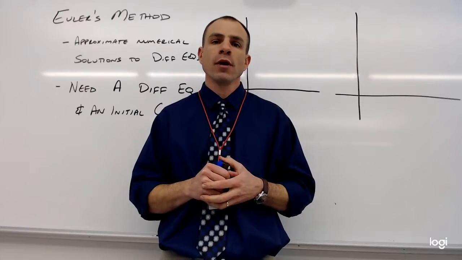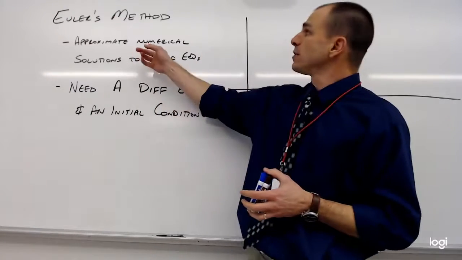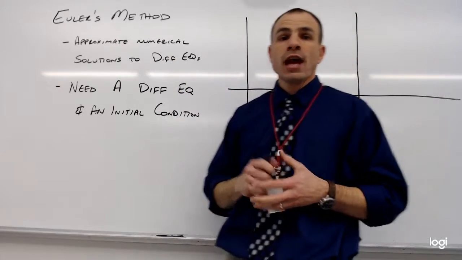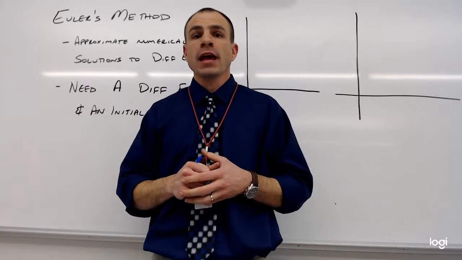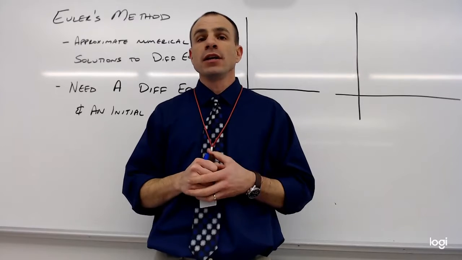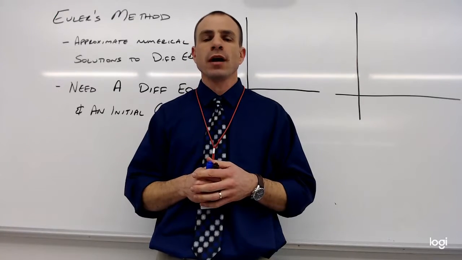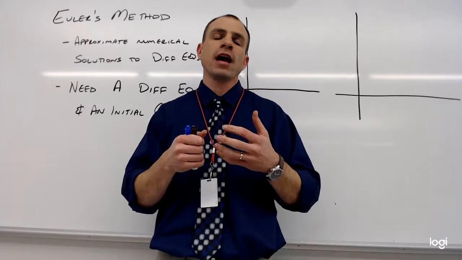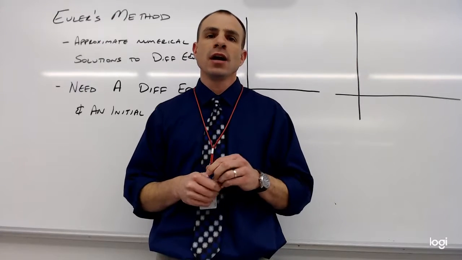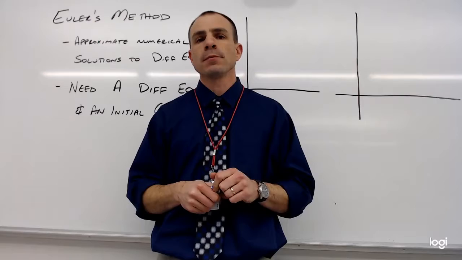All right. Now, with Euler's method, the idea basically is that if we have a diffy-q and we have an initial condition, then we can come up with an idea of what a value near the initial condition of the function would happen to be.